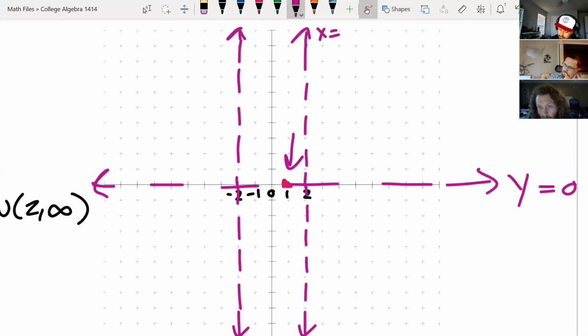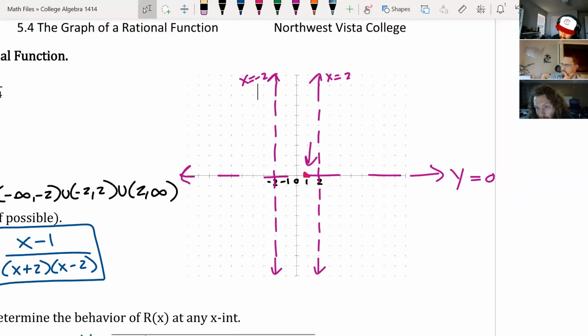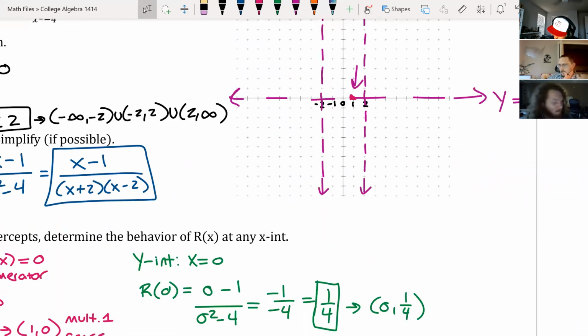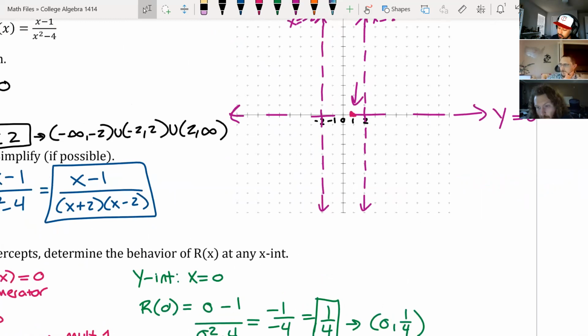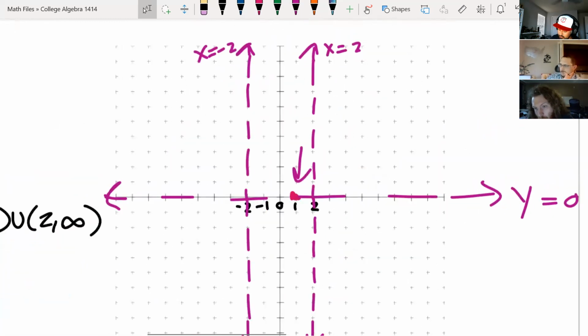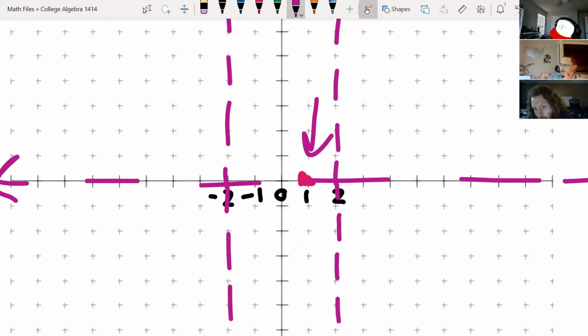That's x equals 2. Cool. Oh, and I can plot our y-intercept too. It's at 0, 1/4. So this will be 1/4, basically going to be right there.